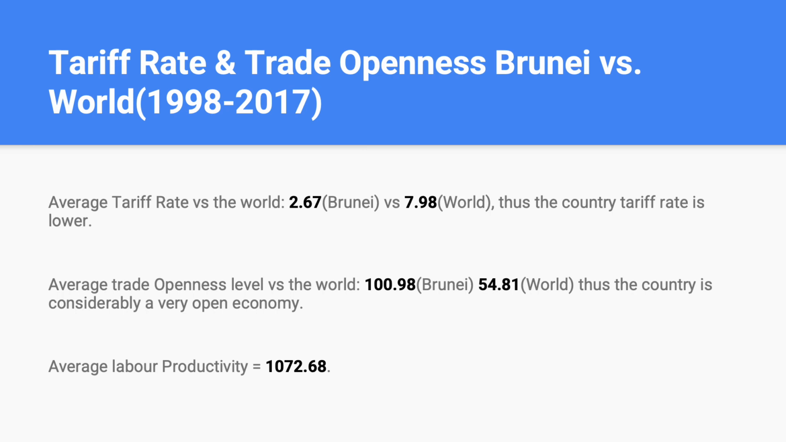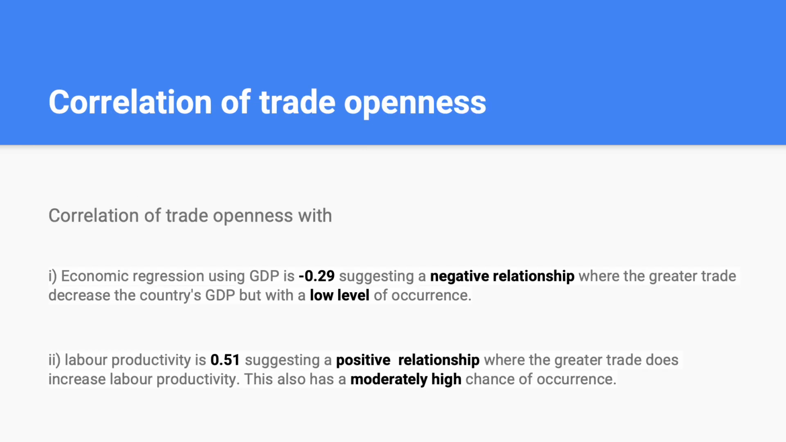Lastly, let's look at the average labor productivity in Brunei. The average labor productivity in Brunei is 1,072.68. Now, let's look at the correlation of trade openness. The correlation of trade openness with economic regression using GDP is negative 0.29, suggesting a negative relationship where greater trade decreases the country's GDP, but with a low level of occurrence.